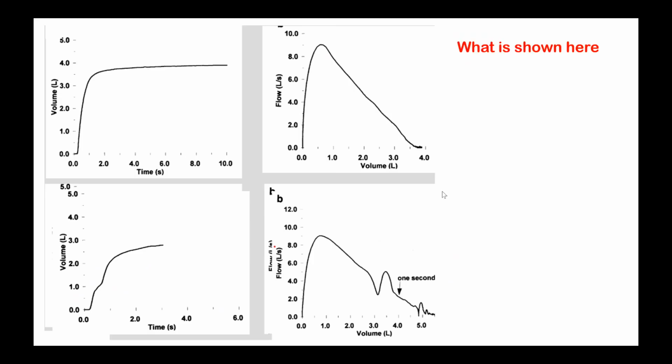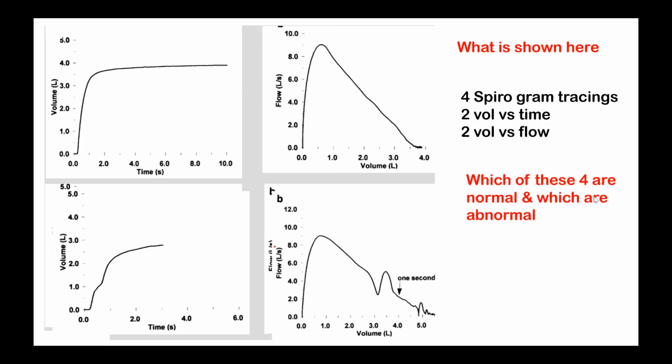Now what is shown here? First one is normal. A is normal time volume. Now what is shown here? The first and second are time volume spirogram tracings, the third and fourth are volume versus flow patterns. Two are volume versus time, two are volume versus flow. Okay, that is the first answer you had. What is shown here, that is the answer.